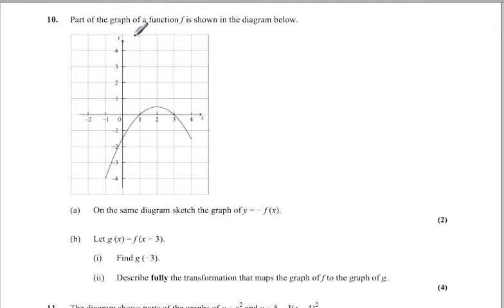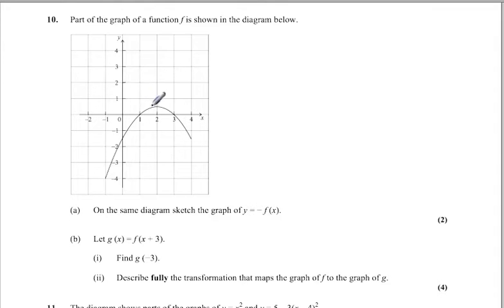Okay, we have a few more questions left. Part of the graph of a function f is shown in the diagram below. On the same diagram, sketch negative f of x. So in other words, all we're doing is a reflection across the x-axis, because that's what that means.